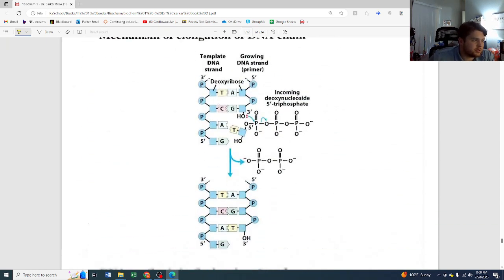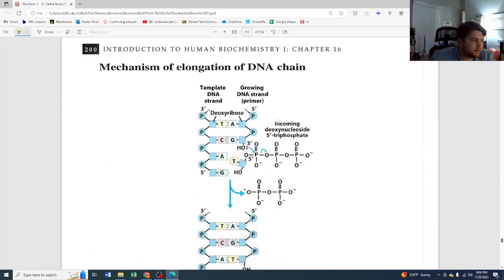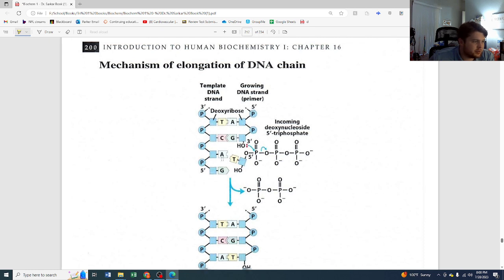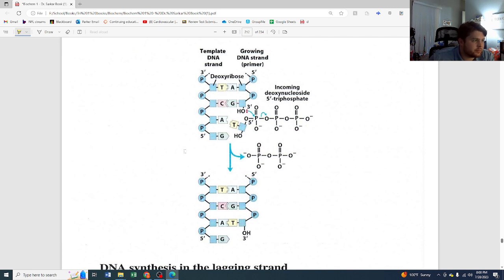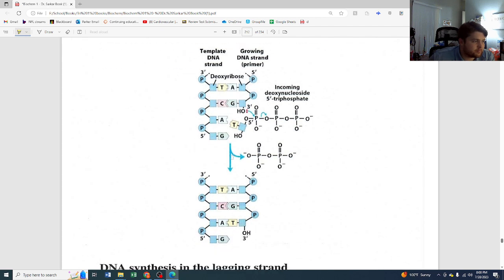So here we have the mechanism of elongation, showing you the building as it goes, as it's connecting, building all the way through. Again, reading in the 3' to 5' direction, building 5' to 3'.